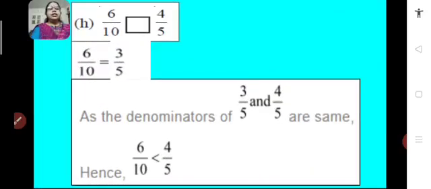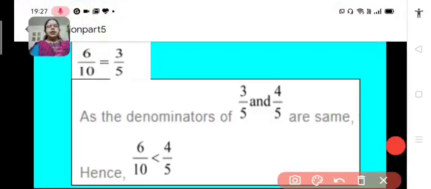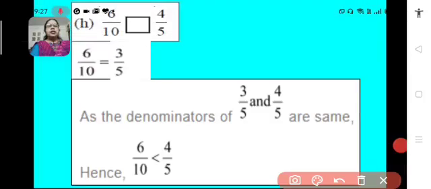Next one, 6 upon 10 and 4 upon 5. To have the fractions with the same denominator, we can bring 6 upon 10 into its simplest form and we get 3 upon 5, isn't it? So, 3 upon 5 and 4 upon 5 are like fractions, easy to compare. Which one will be the greater one? The greater one is 4 upon 5. So, 4 upon 5 is greater than 6 upon 10.